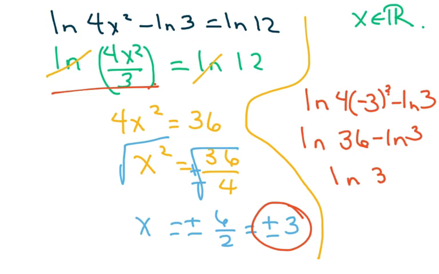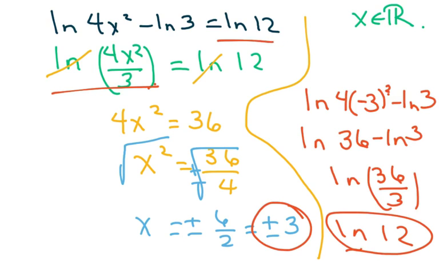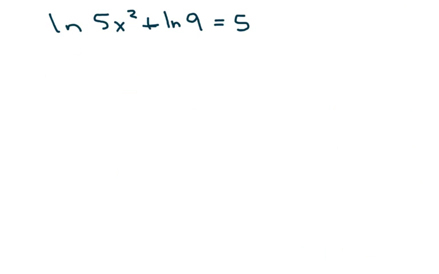Condense it. So this is ln of 12, which is what we have here. So that one was easy to check. The positive would have worked as well. You could have put a positive here. Okay, next, this one's a little different again.